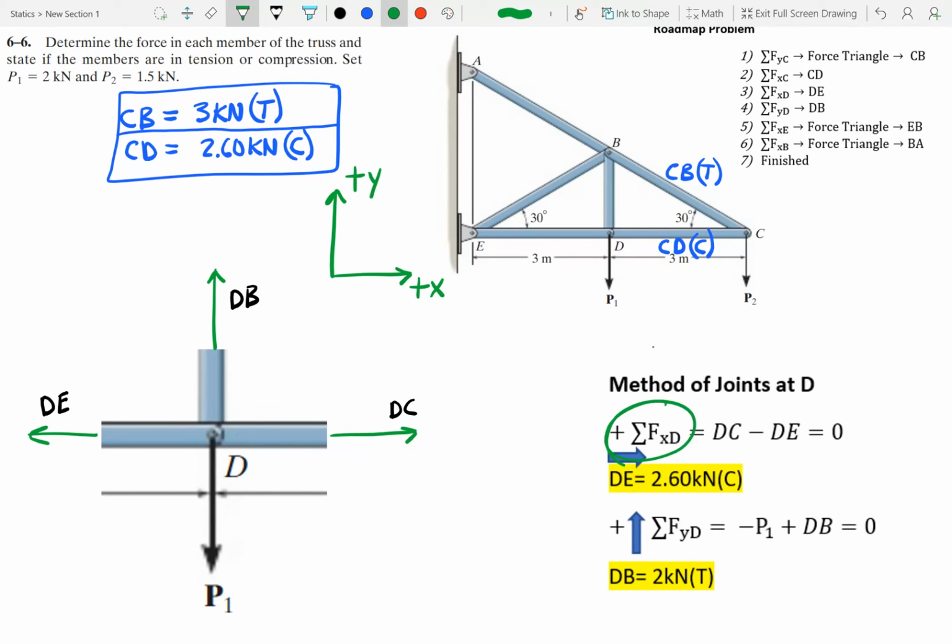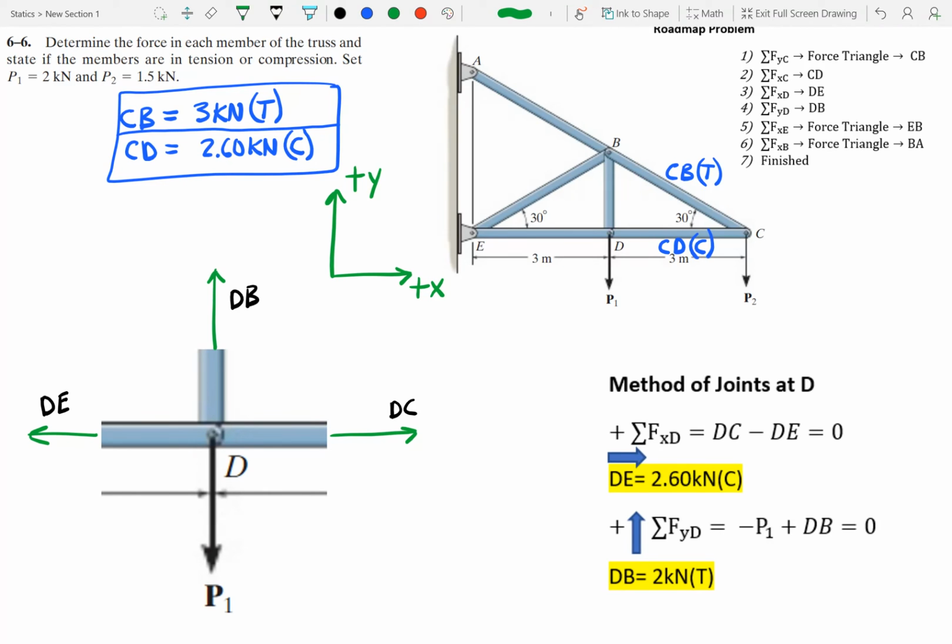Now let's go ahead and do summation of forces here. Now DC is pushing in this direction, right? So that's positive. So we went ahead and put a positive here. And DE right here is pushing in the negative direction. For DE, we're going to get this answer right here. So if you notice here, DE is actually, we chose the right direction because we got a positive answer. So that's pretty helpful.